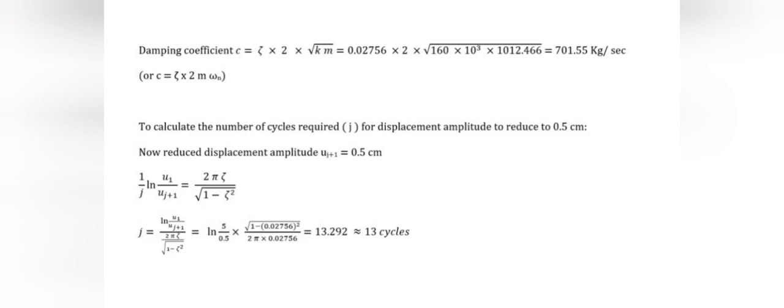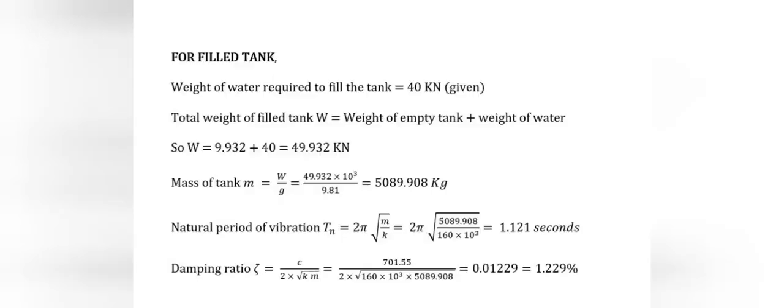Reversing the denominator, we get j is equal to natural log of 5 upon 0.5 into square root of 1 minus 0.02756 square divided by 2 pi into 0.02756. This gives us 13.292, nearly equal to 13 cycles.